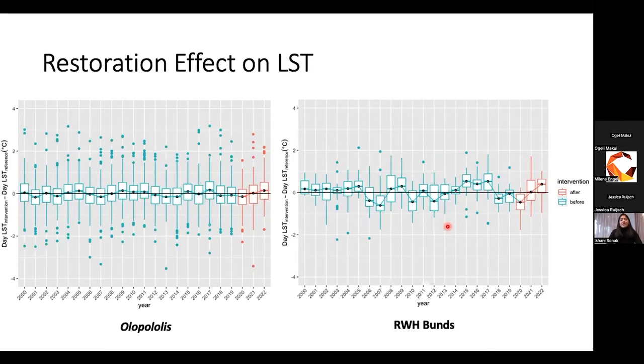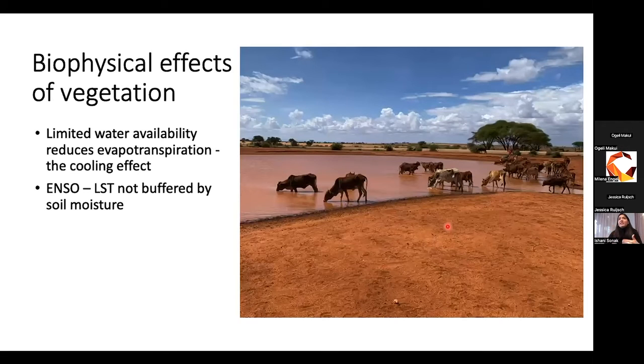Now, how can we explain this? As Jessica said, limited water availability, which the region is quite prone to, reduces the potential of evaporation to cause cooling. That is one aspect. And secondly, there might not be enough soil moisture to buffer the land surface temperature. That's why we also don't observe a direct correlation between NDVI and LST. So it's safe to say that the biophysical effect of vegetation is more complex at a local level.